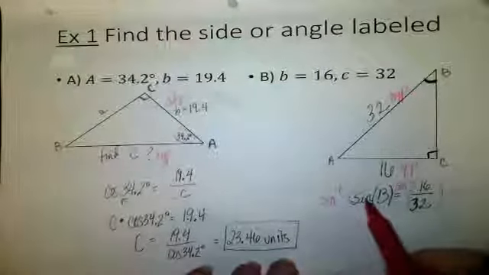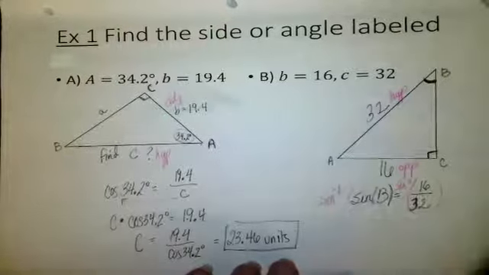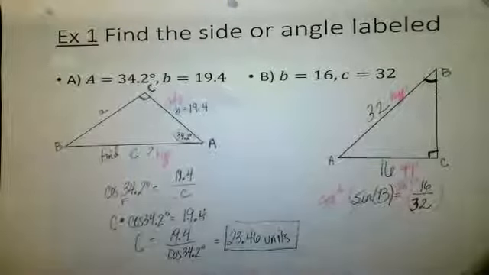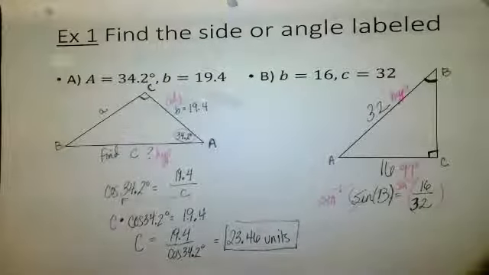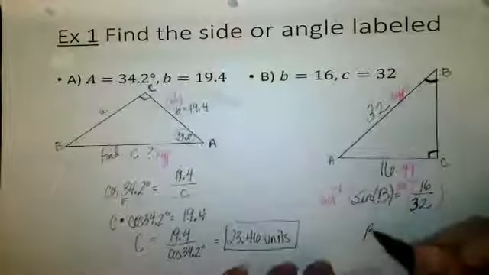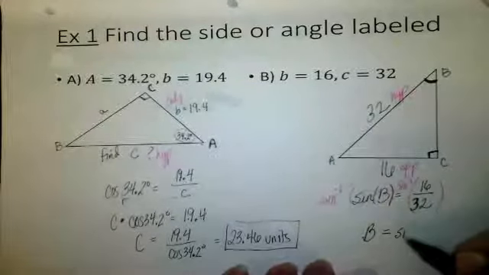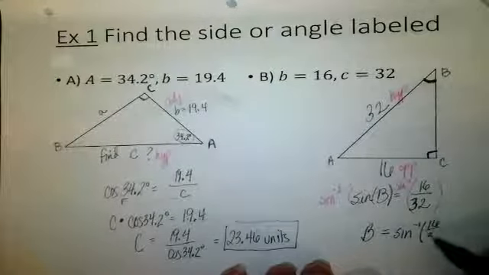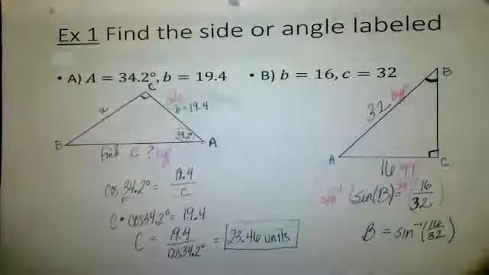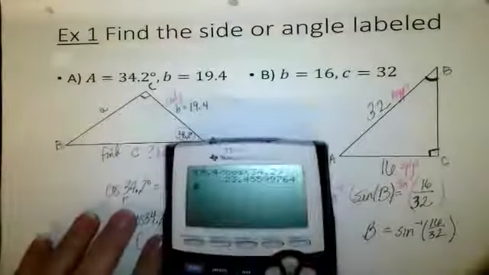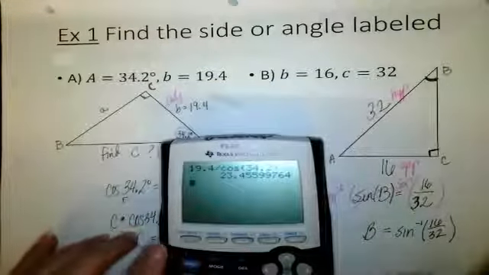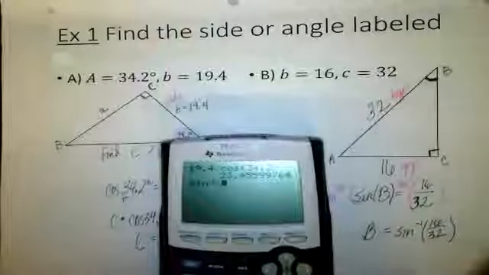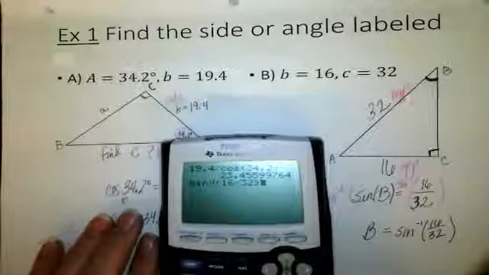Sine inverse and sine undo one another. They're inverse functions. They cancel one another out. That was the entire purpose of our inverse functions. This is why. Okay, so they can undo one another, and then what I'm left with is angle B is the sine inverse of 16 over 32, which reduces, but doesn't matter. And again, we want to be in degree mode because we want our answers to come out in degrees. So I'm going to go ahead and type in sine inverse. So make sure you use your inverse function of 16 over 32.